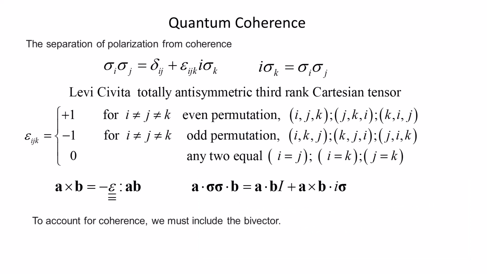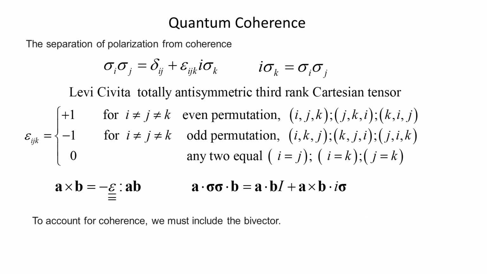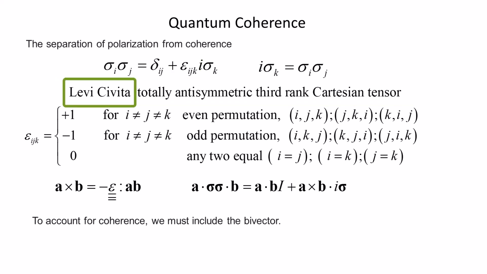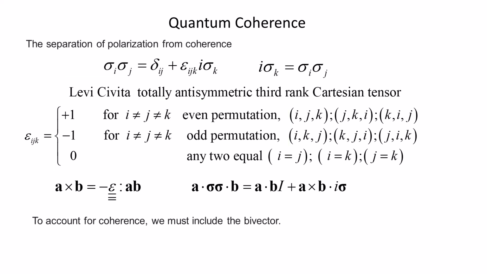This bivector is critical to the properties of spin. However, the Dirac equation has no bivector and describes only polarizations. The antisymmetry requires the use of epsilon, which is a third-rank, totally antisymmetric Cartesian tensor called the Levi-Civita tensor. It is defined here and requires all components, ijk, to be different. It is easy to show that they give the vector cross product.